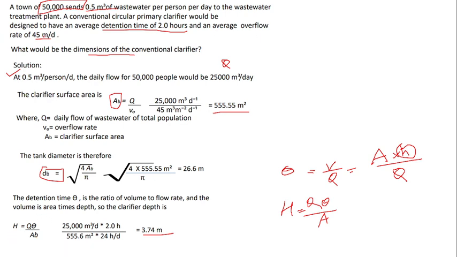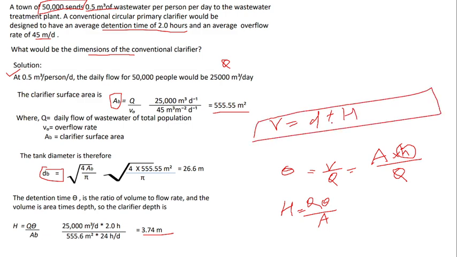Okay, now we have arrived at the dimensions of the clarifier. We found the diameter and also the H. So with the volume you can find only the depth, height and the diameter. If they are asking you for the dimension, calculate only the diameter and the depth.